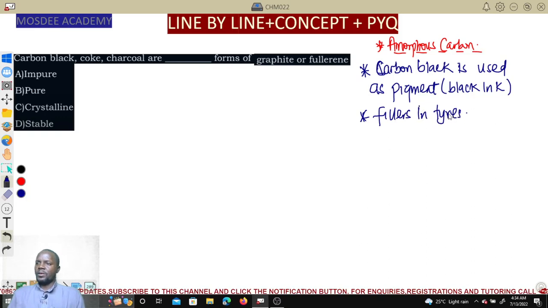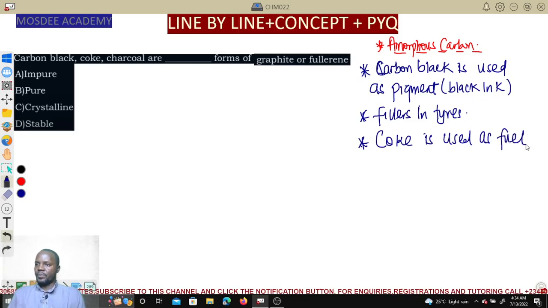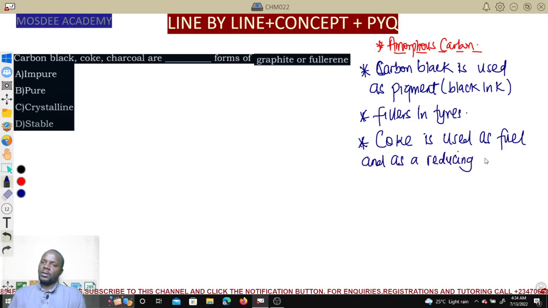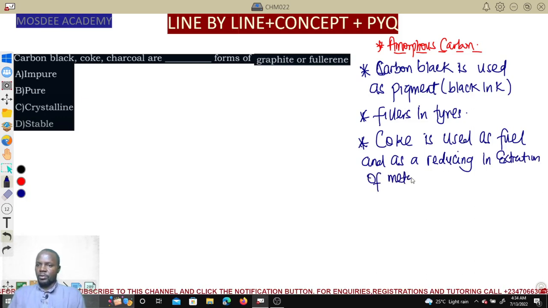So please note that. Now, another amorphous carbon which you can keep in mind is coke. Coke is used as fuel and as a reducing agent. Remember that in the blast furnace, in extraction of metals. You remember that too? Remember that? So note that.